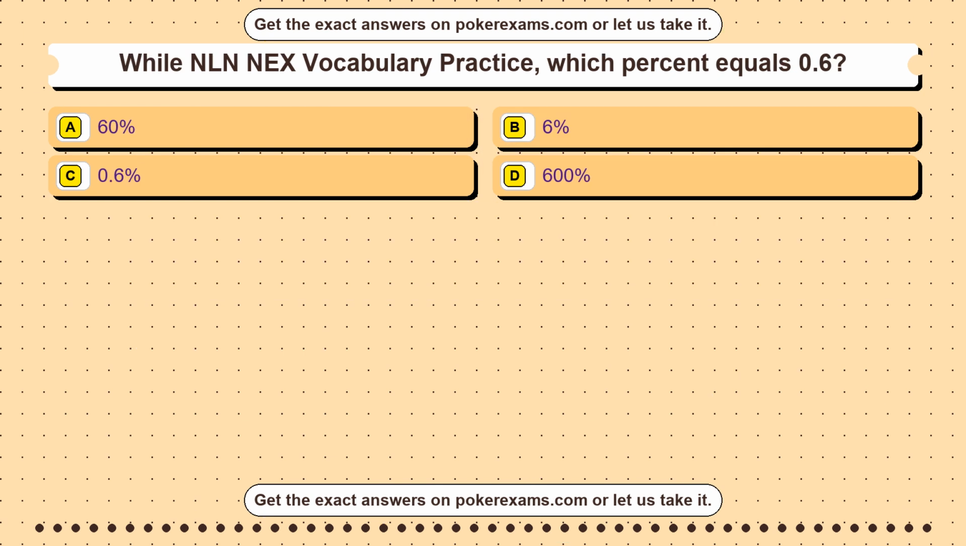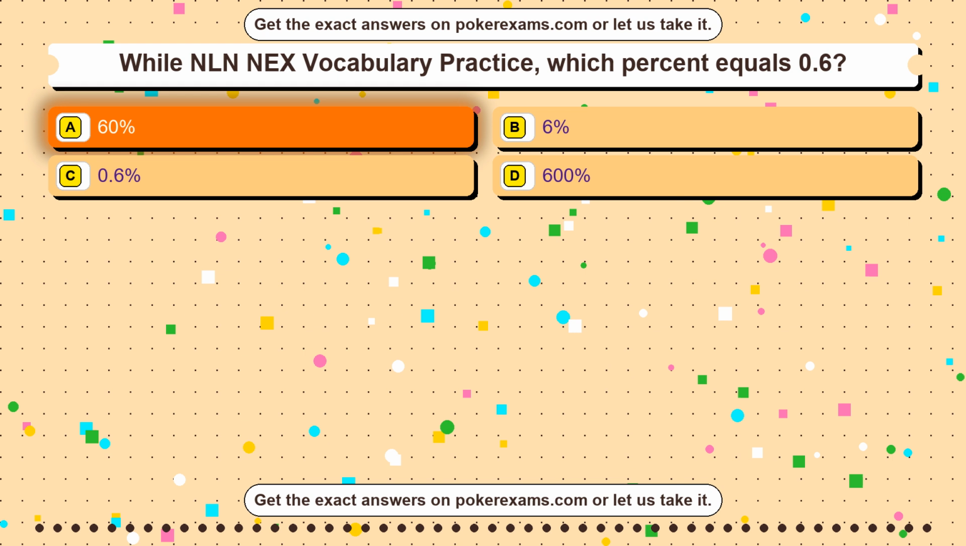Question 37. While GED test prep, which writing choice improves clarity? Option A, use precise evidence. Option B, add unrelated facts. Option C, repeat the same sentence. Option D, ignore the prompt. The correct answer is option A.